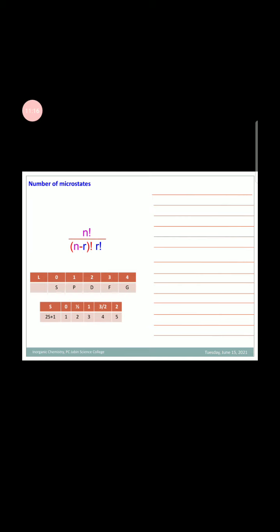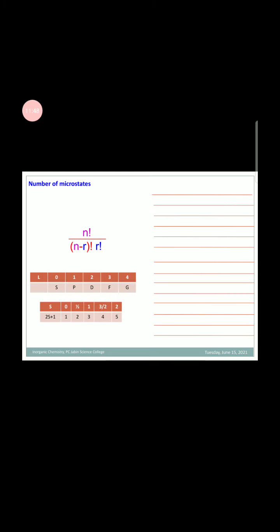The number of microstates is calculated using the formula n factorial divided by r factorial into n minus r factorial. When the value of L is 0, it is designated as S. When the value of L is 1, it is designated as P. When the value of L is 2, it is represented as D. When the value of L is 3, it is designated as F. When the value of L is 4, it is indicated as G.